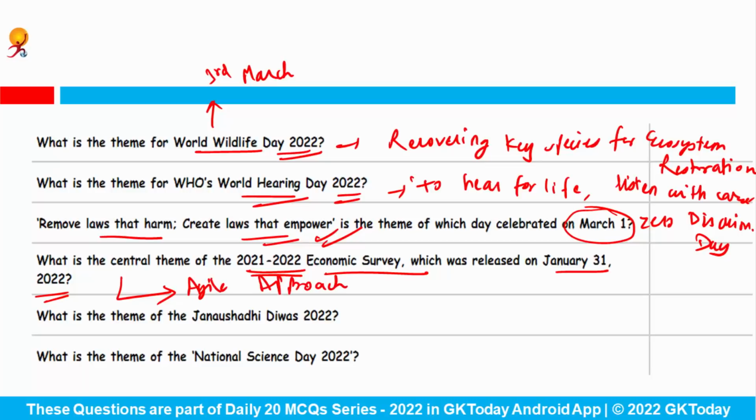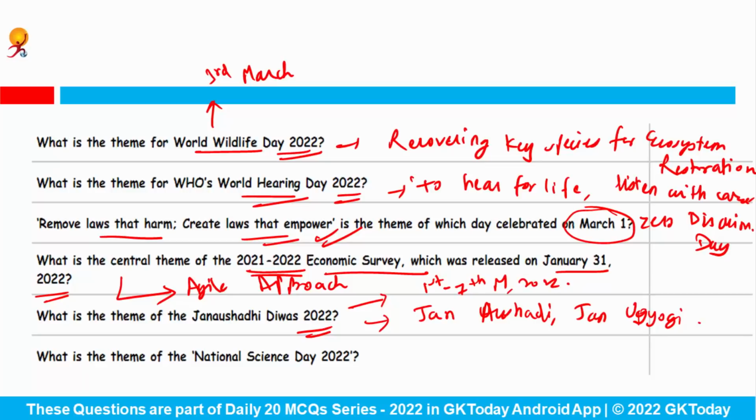Next question. What is the theme of the Jan Aushadhi Divas 2022? The theme for this year was Jan Aushadhi, Jan Upyogi. And basically Ministry of Chemicals and Fertilizers celebrated the Jan Aushadhi Divas from 1st of March to 7th of March 2022. Last question is, what is the theme of the National Science Day 2022? We celebrate this day on 28th of February, and the theme for this year was Integrated Approach in Science. Okay.